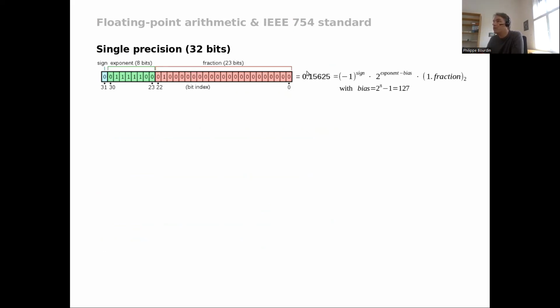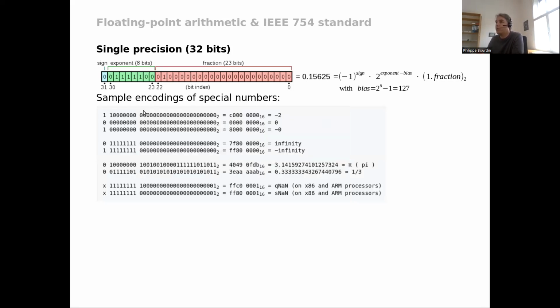So this number can be represented as -1 to the power of the sign times 2 to the power of the exponent times 1 point fraction in base 2, so in binary format. So that would mean this number is then represented in this way, for example.